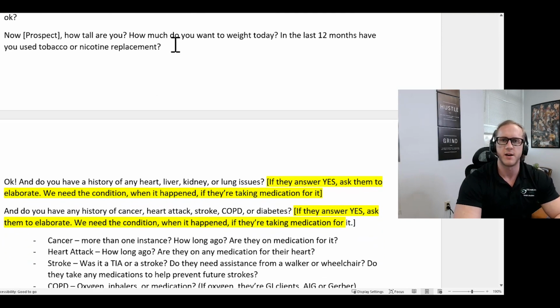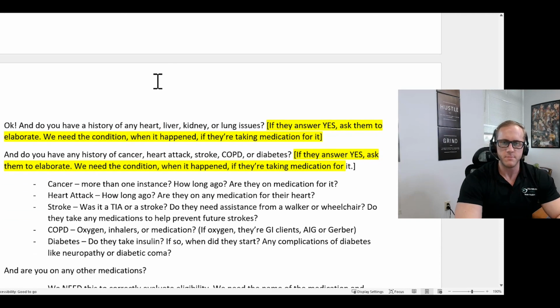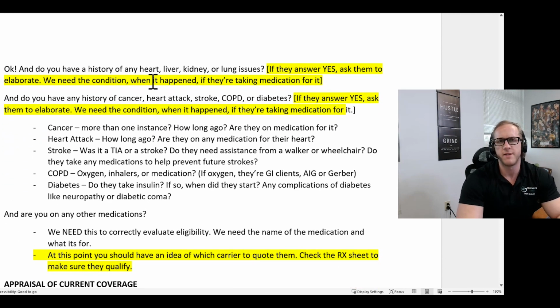Now we ask them how tall they are and how much they want to weigh. I like to say, "How much do you want to weigh today?" And if it's a guy, no matter how tall or heavy he is, they say, "Oh, solid muscle." They always laugh about it. And now, in the last 12 months, have you used tobacco or nicotine? This is where we get into health questions to qualify and figure out what they qualify for and what program we're going to quote and present them.